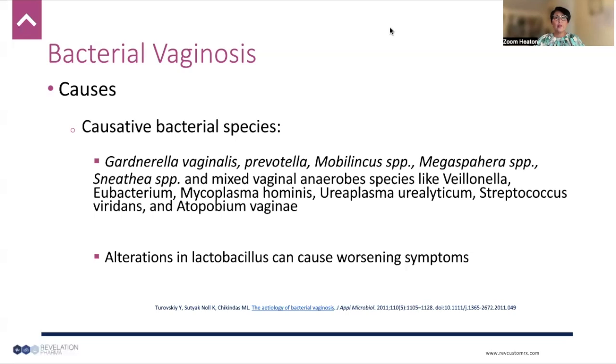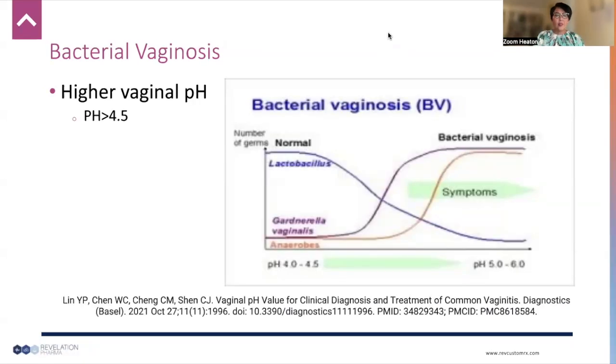So alterations in lactobacillus appear to play a role in this condition as well. It's more to do with the reduction in the number of this species that can cause worsening of symptoms. Ultimately, all of this has to do with bacterial overgrowth, especially certain species that grow too many of certain species, and then alterations in other flora or other bacterial species, such as a reduction in lactobacillus. And then there are changes in vaginal pH, which can cause issues with these bacteria growing too much as well.